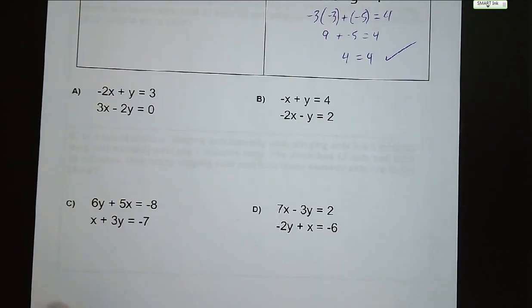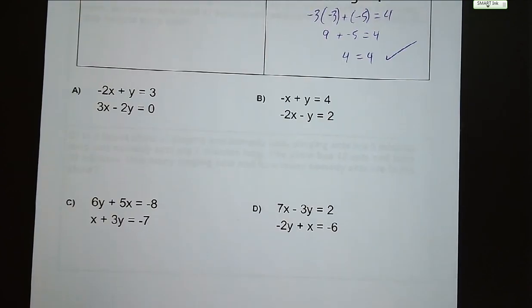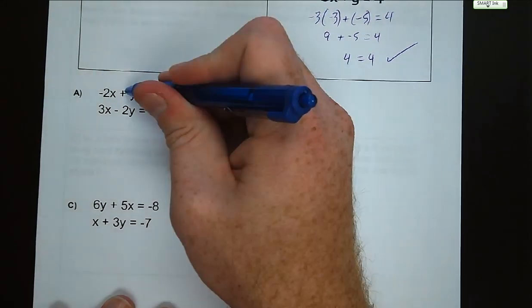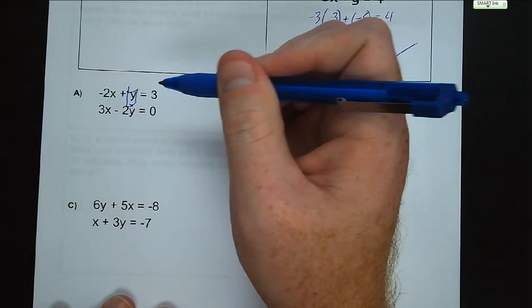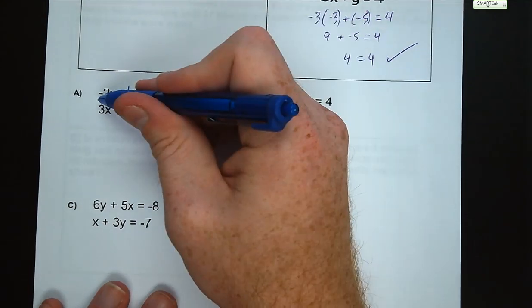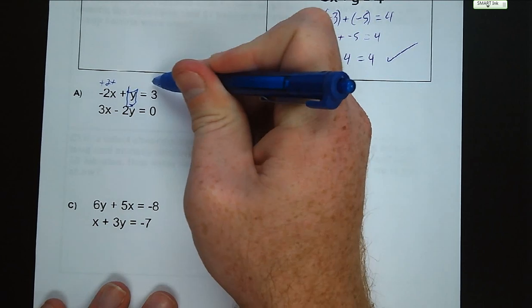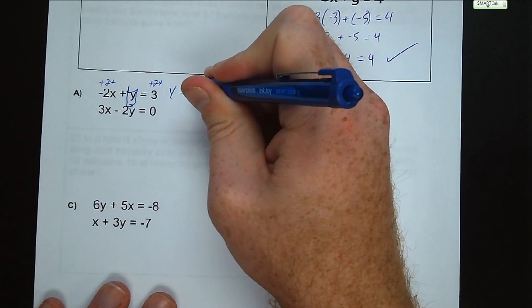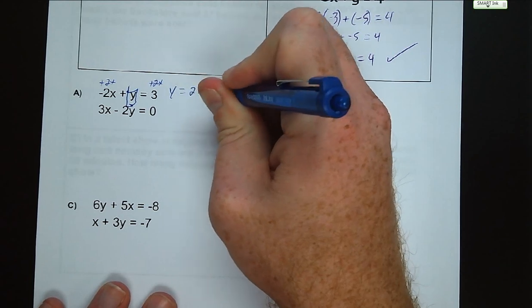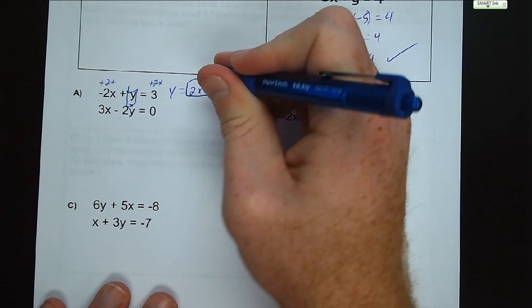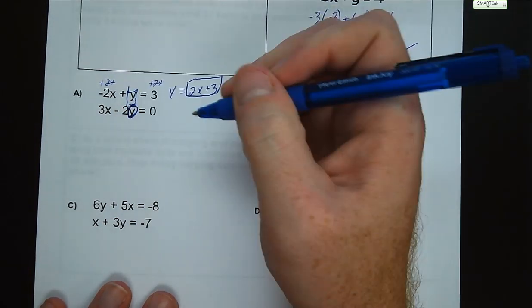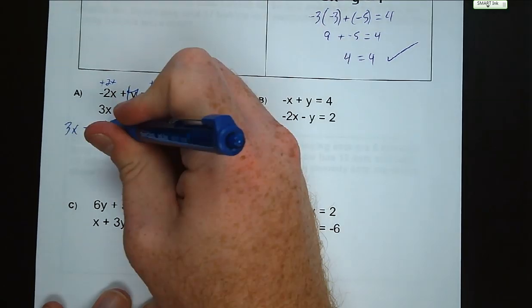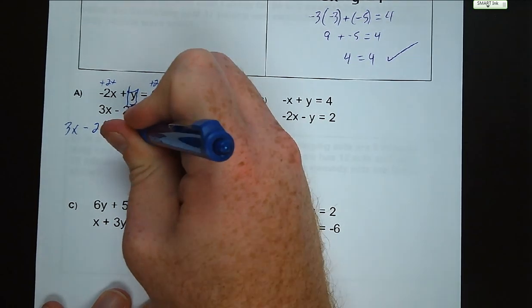Okay. All right, down below we have some more practice problems. So let's do letter A. We have one equation right here where we can get y by itself pretty easily. All we need to do is add 2x to both sides of our equation. So y is going to be equal to 2x plus 3. So we take that, replace it into our second equation. So we have 3x minus 2 times the quantity 2x plus 3 equals 0.